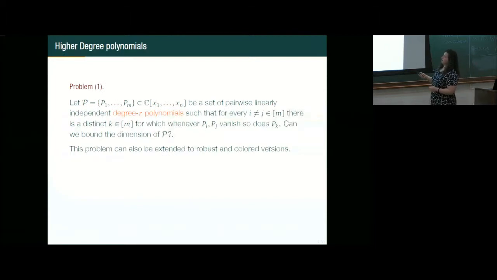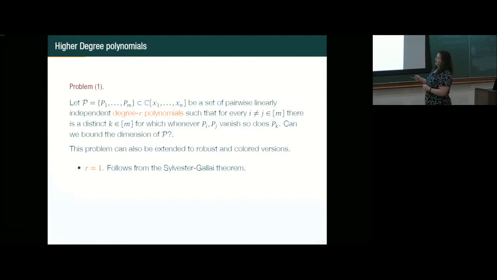A very natural problem is taking the last theorem that I stated and asking it about degree R polynomials. If I have a set of polynomials of degree at most R, such that when every 2 vanish, the third one vanishes as well, can you bound the dimension of the set? And again, the colored and robust versions are also interesting. As I said before, for R equals 1 this is exactly the Sylvester-Gallai theorem. Just one note: I call everything Sylvester-Gallai. There's no Kelly, no Kelly-Edelstein. It's all Sylvester-Gallai, because otherwise we will all get confused.